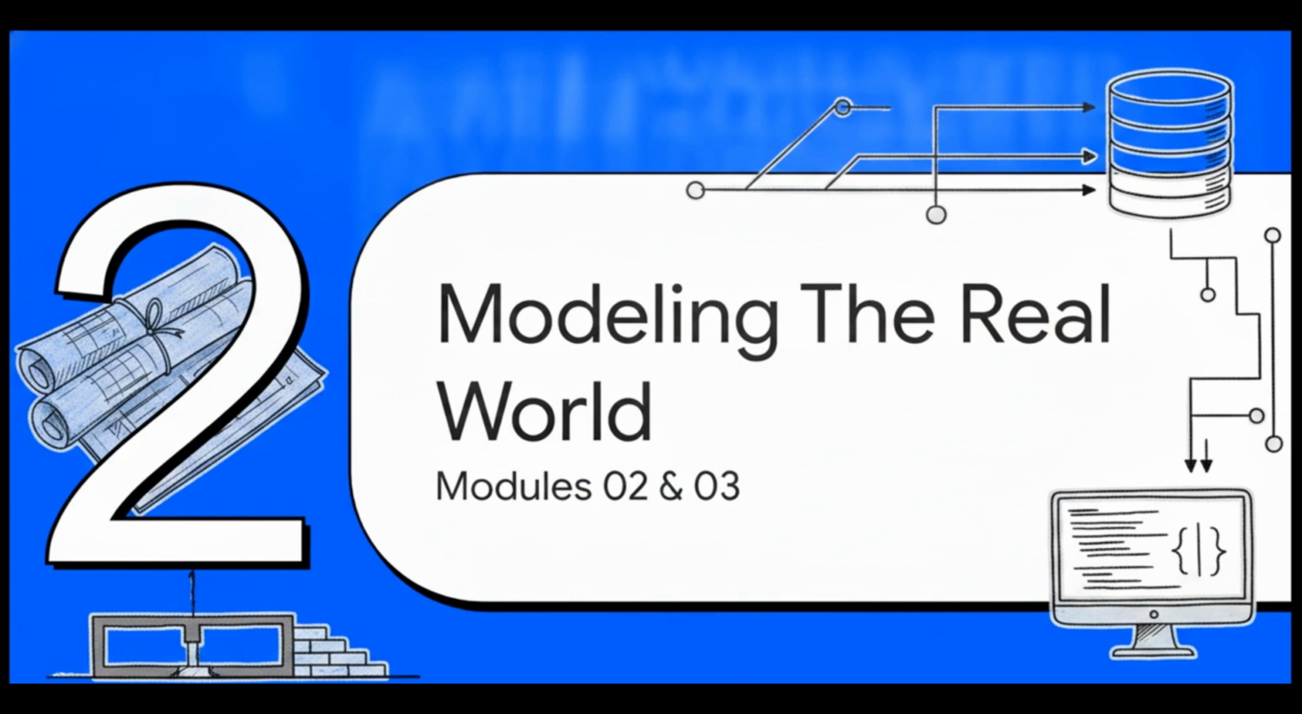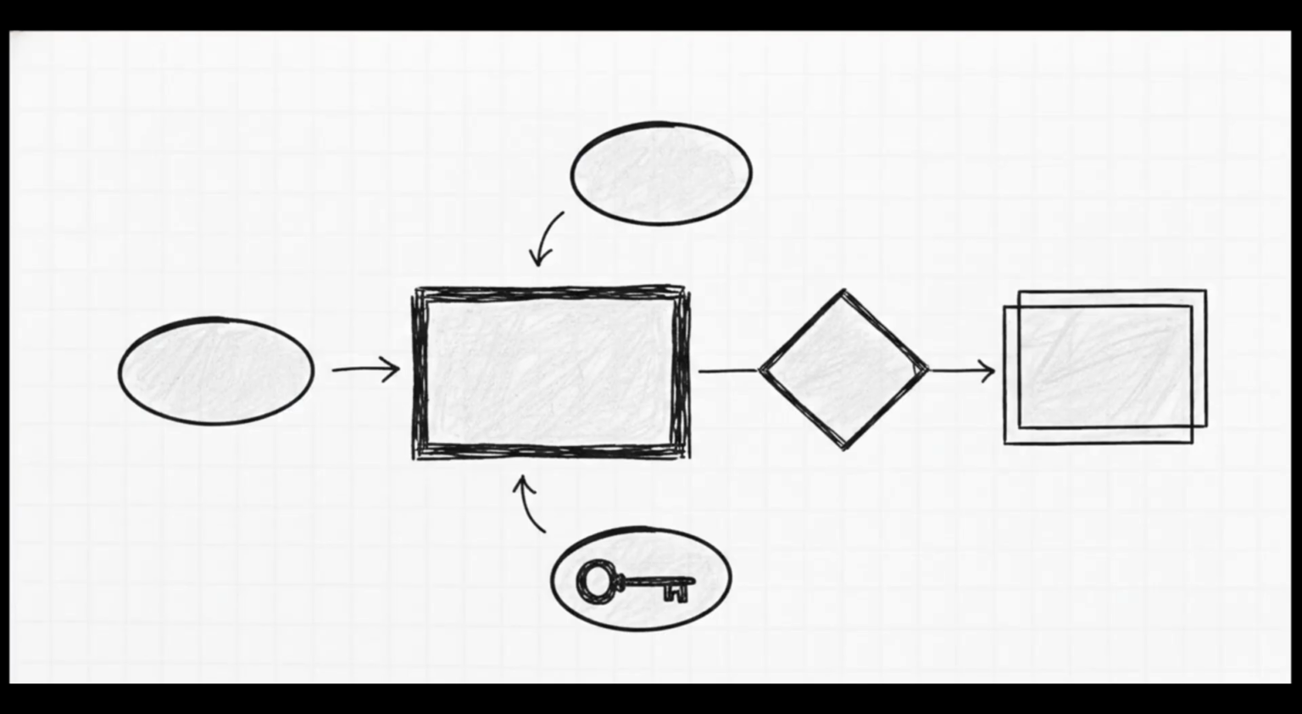Moving right along to Modules 2 and 3, Modeling the Real World. You know, before you lay even a single brick for a new building, you have to draw the architectural blueprints. Well, designing a database is exactly the same thing. To do that, we use the essential building blocks of the Entity Relationship, or ER model, and the Extended ER model. We start with entity types.